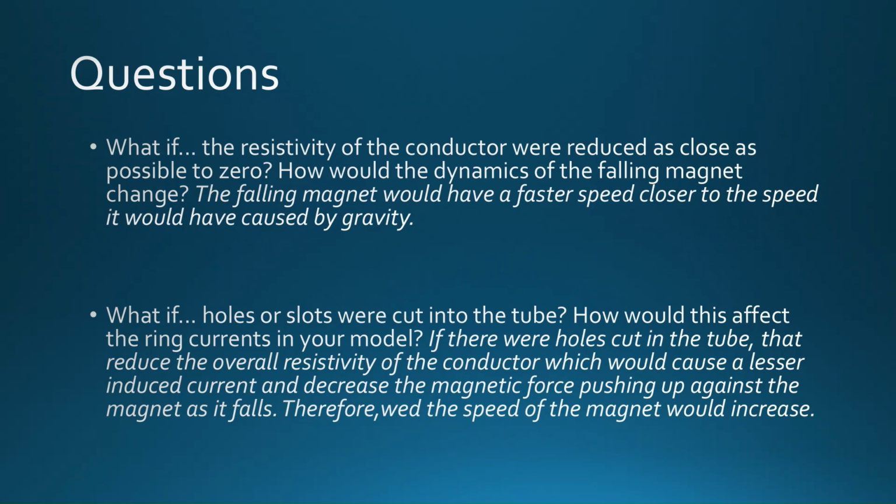What if holes or slots were cut into the tube? How would this affect the ring currents in your model? If there were holes cut in the tube, that would increase the overall resistivity of the conductor, which would cause a lesser induced current and decrease the magnetic force pushing up against the magnet as it falls. Therefore, the speed of the magnet would increase.